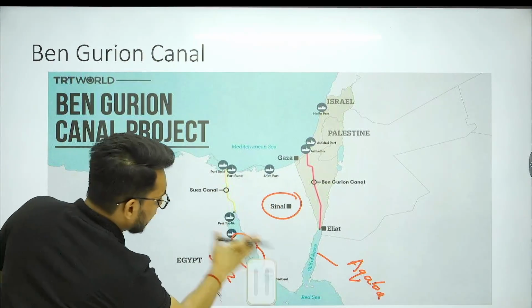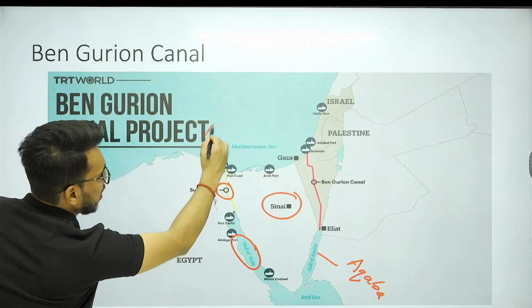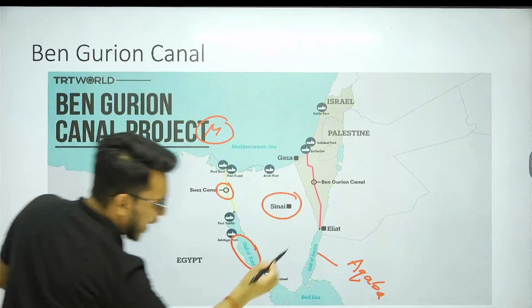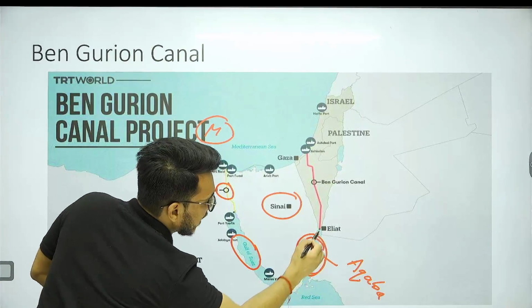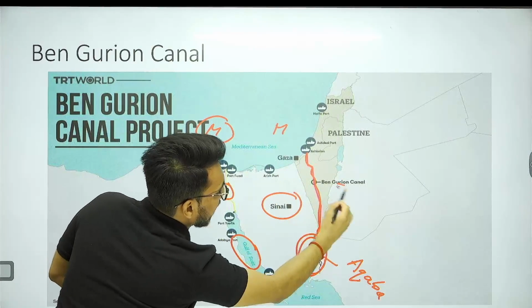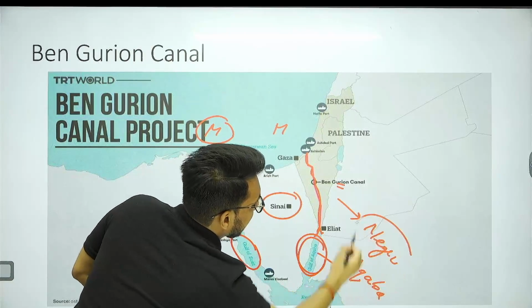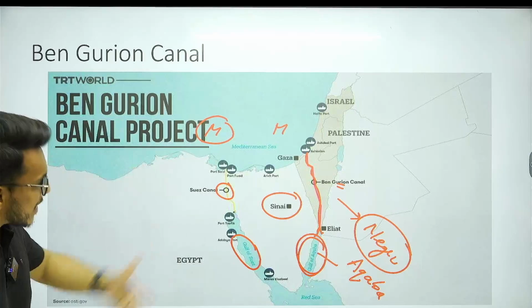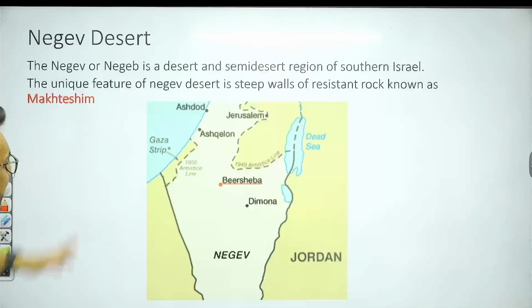Now Suez Canal connects Gulf of Suez with Mediterranean. And the alternative route will connect Gulf of Aqaba with Mediterranean Sea. And this Ben Gurion Canal will pass through the Negev desert of Israel. Now, let's discuss Negev desert also, because it has also been in the news.